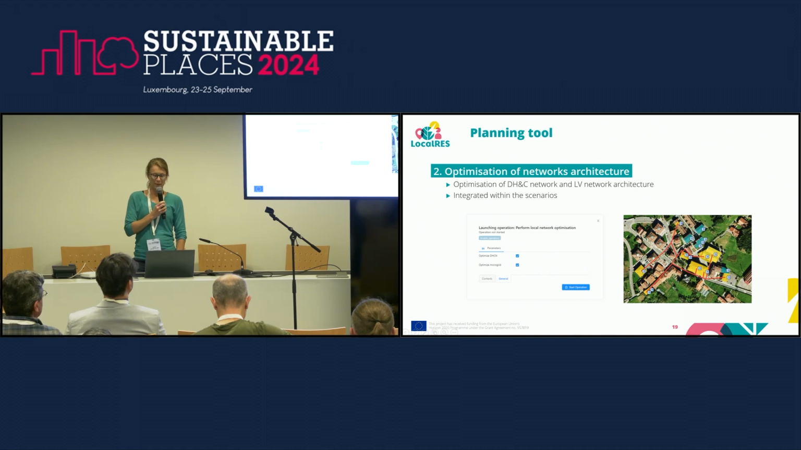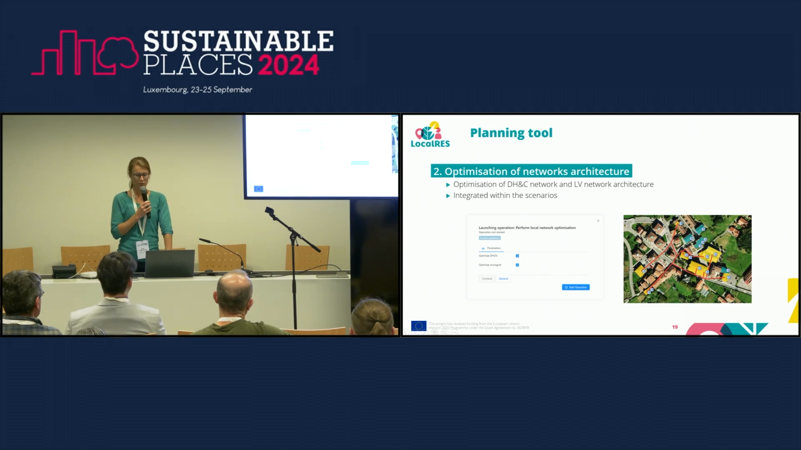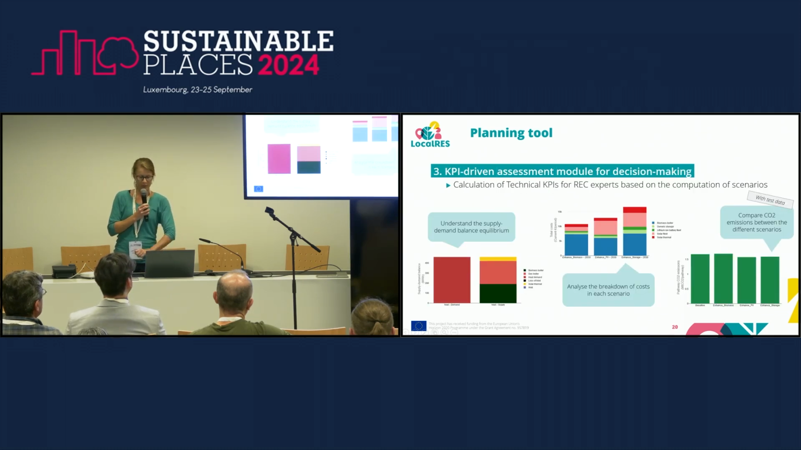The second one optimizes district heating pipes and the low voltage network lines. As an input, you have information about the costs of those networks, but it also takes into account the different scenarios that have been defined, to really optimally dimension both networks. Finally, all this is fed into a third module, which will generate KPIs to be able to compare the scenarios.